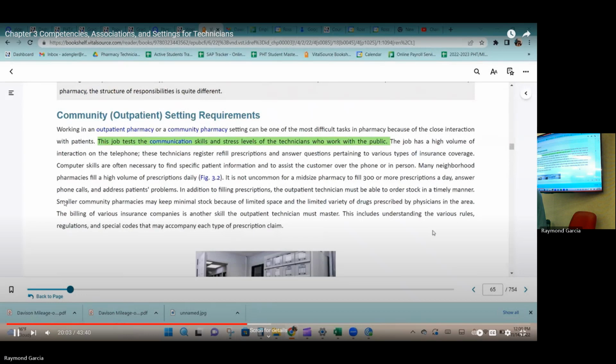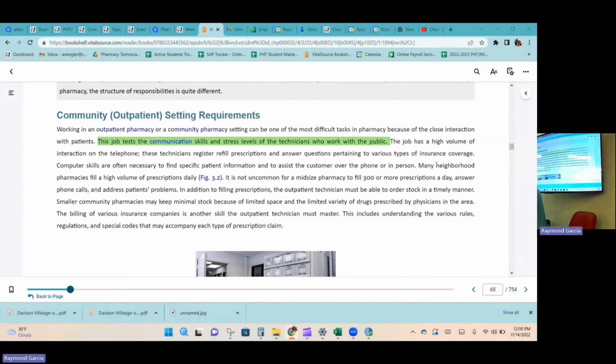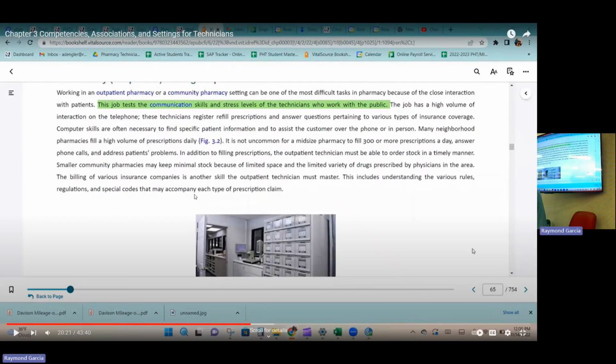So you're going to answer phone calls and address patients' problems. That's going to be the gist of your job. In addition to filling prescriptions, the outpatient technician must be able to order stock in a timely manner. And the billing of various insurance companies is another skill the outpatient technician must have. Okay. So outpatient is mainly retail setting. You have different types of outpatient settings, compounding as well.